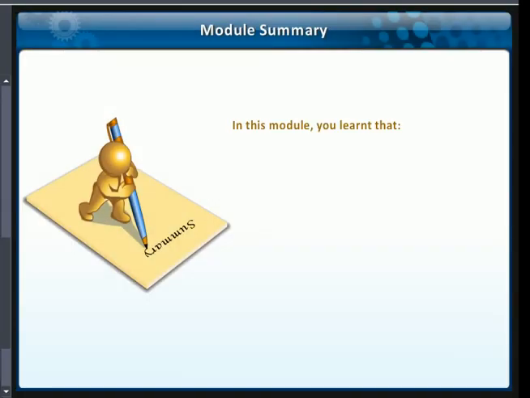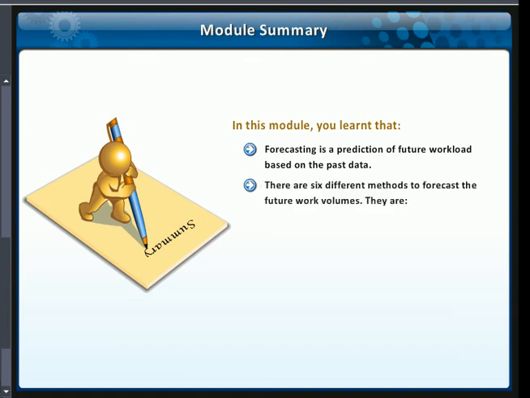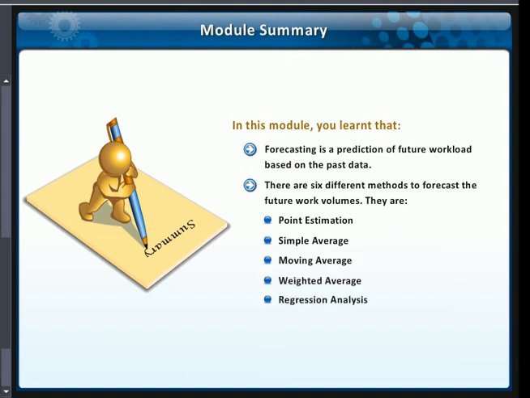In this module, you learnt that forecasting is a prediction of future workload based on the past data. There are 6 different methods to forecast the future work volumes. They are point estimation, simple average, moving average, weighted average, regression analysis, and time series analysis.